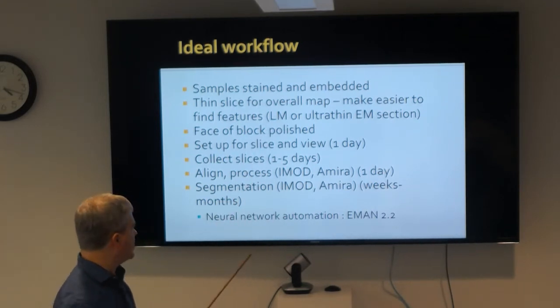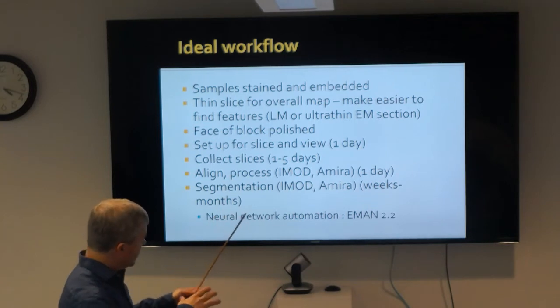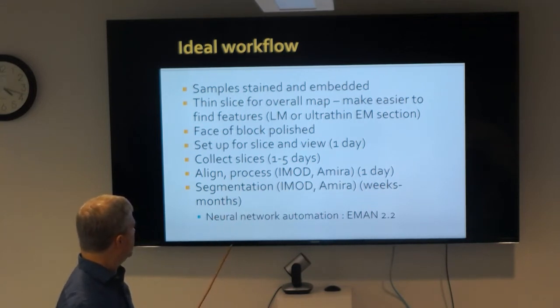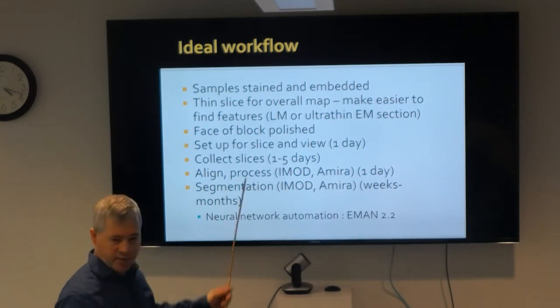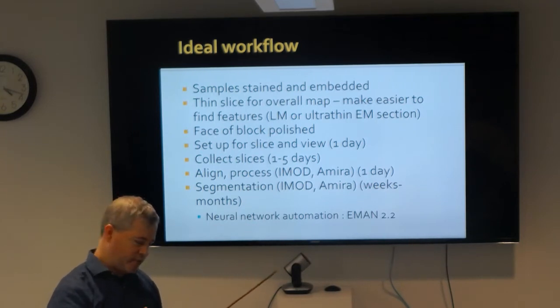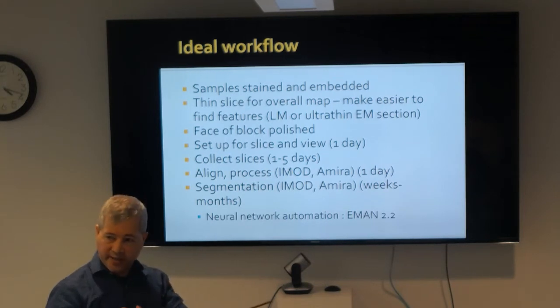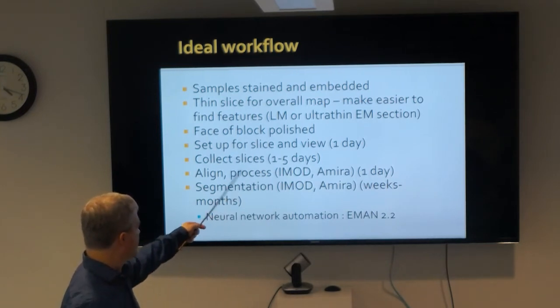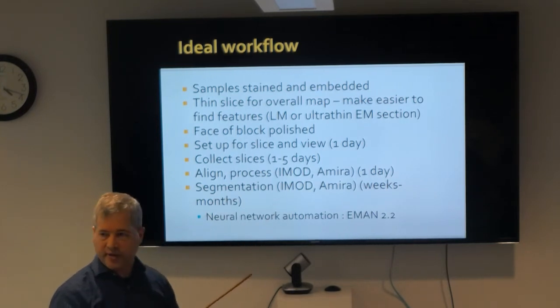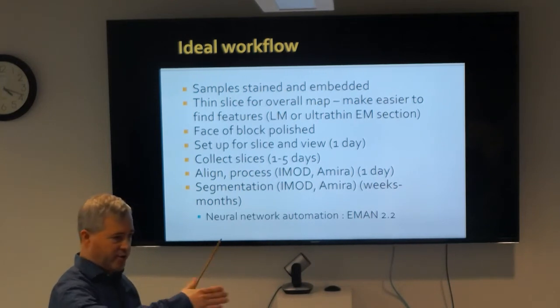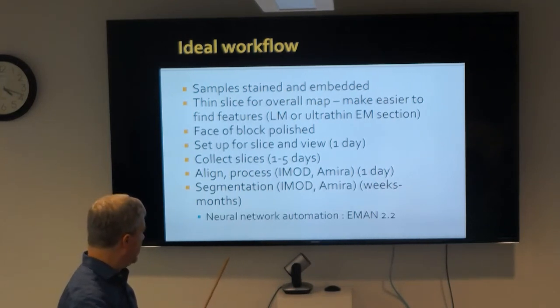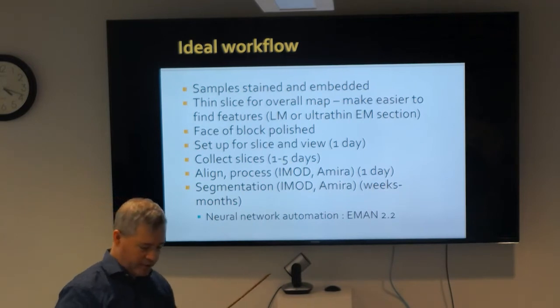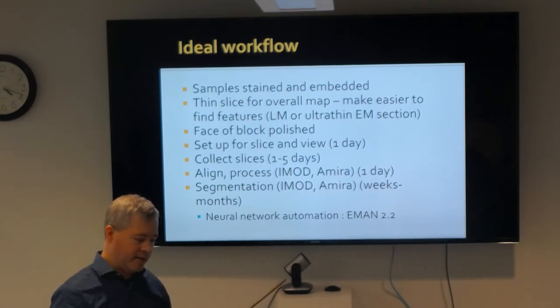But finding a very particular area can be a bit of a challenge. The setup for slice and view takes about a day, so you have to prep the sample, put it in the scope, find the area of interest, mill the trench, and do all of the pre-treatment before that. Then you can collect slices, and generally that takes, I would say, between 1 and 5 days, depending on how far you want to go, how much of a volume you want, and the quality of the image.